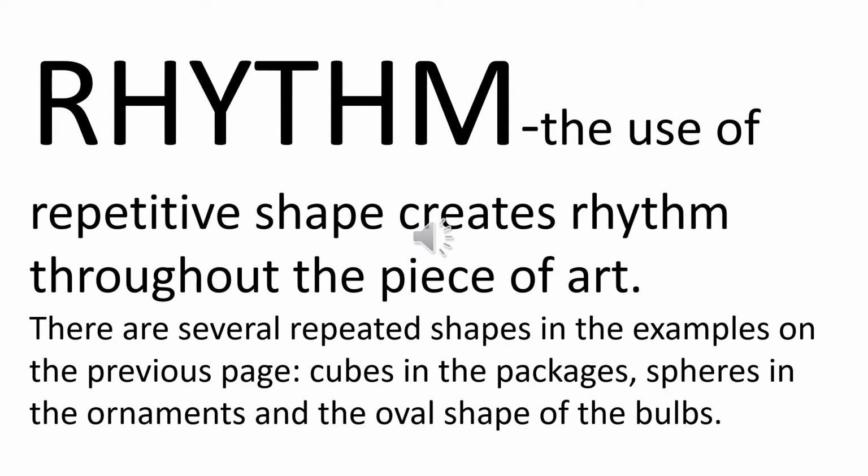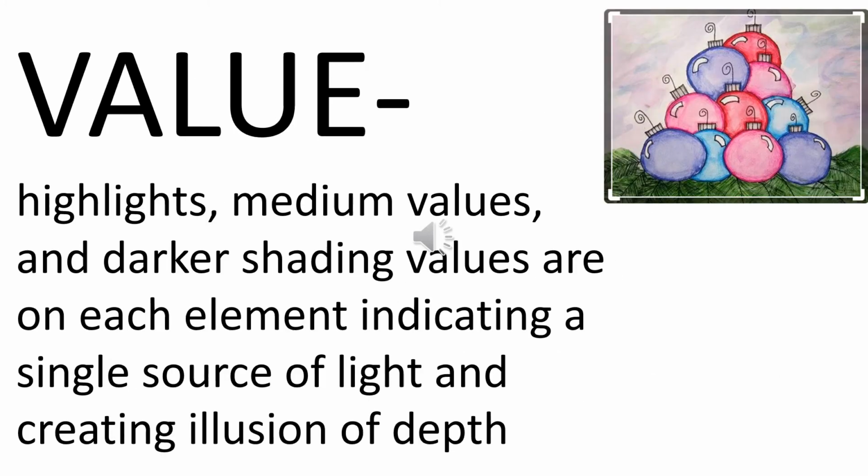One of the art vocabulary words for this project is rhythm. Rhythm: the use of repetitive shape creates rhythm throughout the piece of art. There are several repeated shapes in the examples on the previous page: cubes for packages, spheres for ornaments, oval shapes for bulbs. The use of value shading is also required on this assignment.